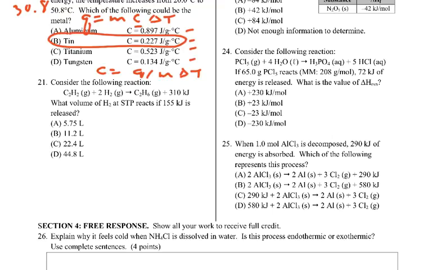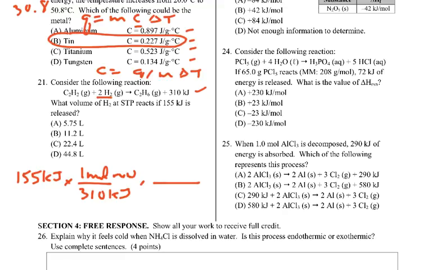For 21, what volume of H2 at STP reacts if 155 kilojoules of energy is released? So we have 155 kilojoules. And then we have this conversion that says we have 310 kilojoules for every 1 mole of reaction. And we know for every 1 mole of reaction we get 2 moles of hydrogen. And we're trying to get volume, so the last part is we have to say times 1 mole of hydrogen is 22.4 liters of hydrogen.